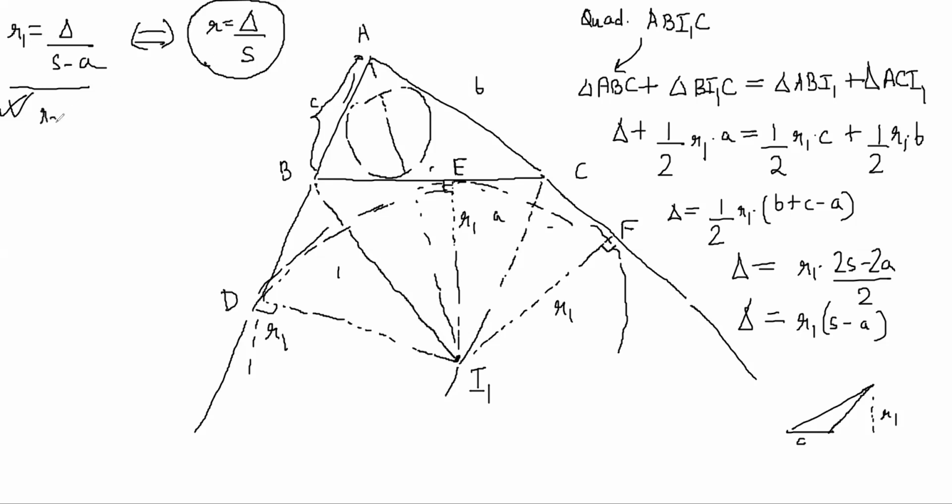We can get similar formulas. R2 is delta by s minus b, and R3 is delta by s minus c, right? So by symmetry, R1 was the one opposite to A, and you got s minus a for it, right? So what I want you to see is, notice that this makes sense that this is delta by s minus a, not delta by s. Delta by s was smaller, right? And this is bigger, right?